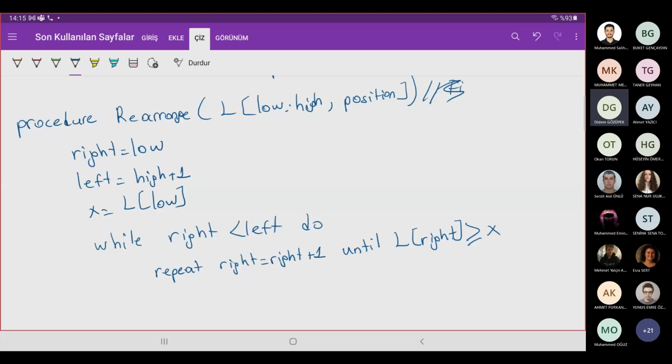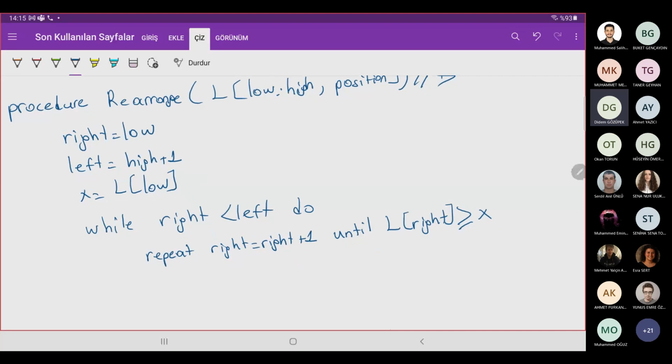That will make things in order, and then they can continue, okay? Until L[right] is greater than or equal to x. So the left pointer will also go. Repeat left is equal to left minus 1, sorry, minus 1, because it goes from right to left, its value decreases. Left minus 1 continuously until it hits a value that is less than or equal to x, okay? So with equality we also stop, just in case. If they are equal, we will see that we're already done there.